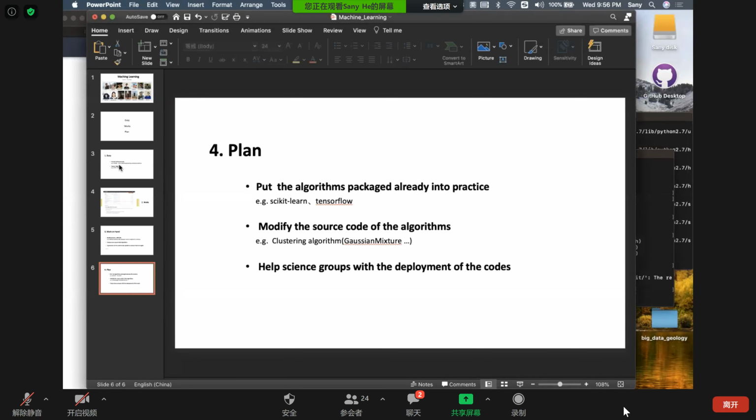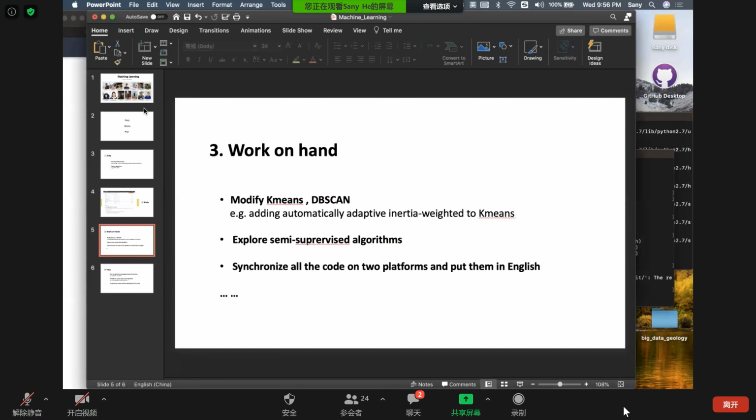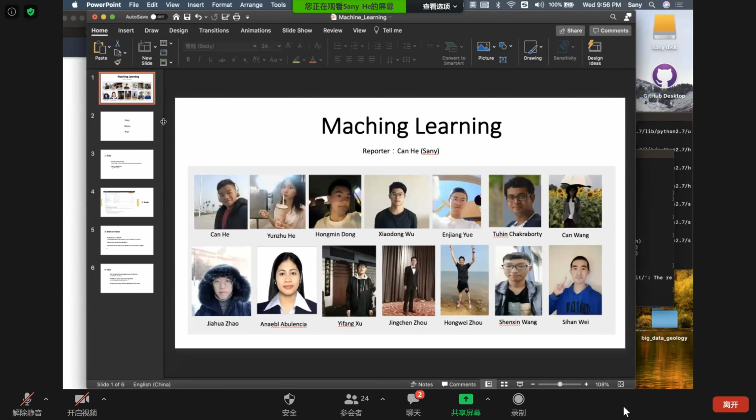Actually, most of the content has been told last time, but there's also some news here. I'm Sandy, and the leader of the machine learning group. Most of the people shown here are the members of this group, and part of them worked here before but left, and the rest of them are working right now.